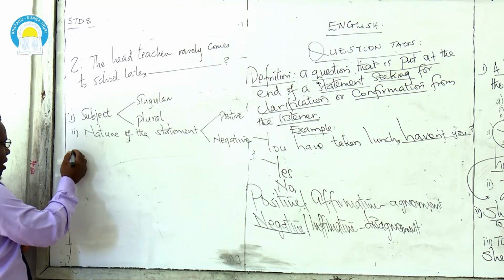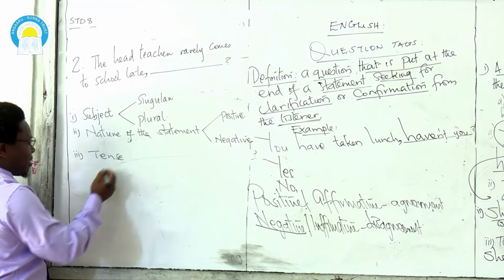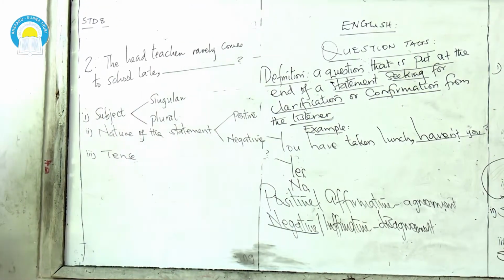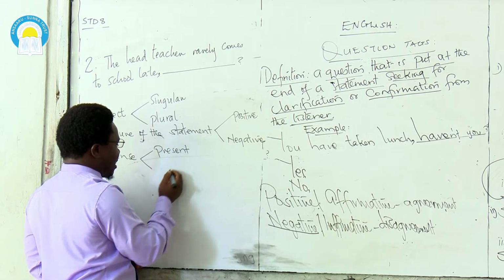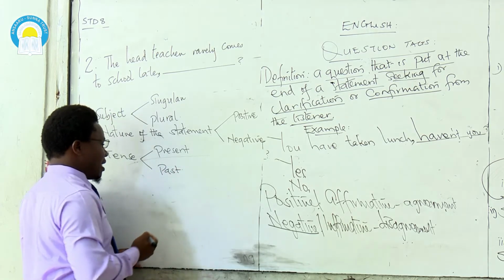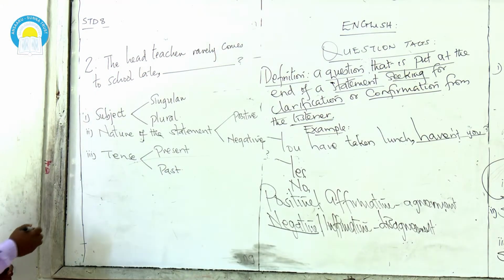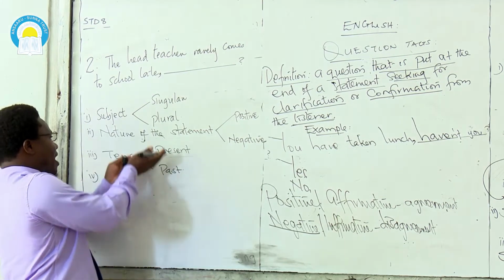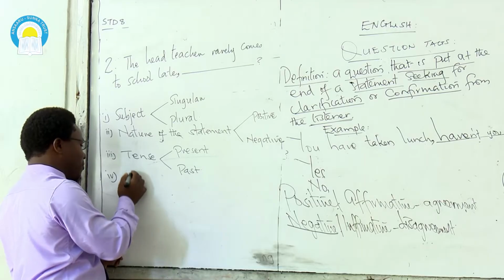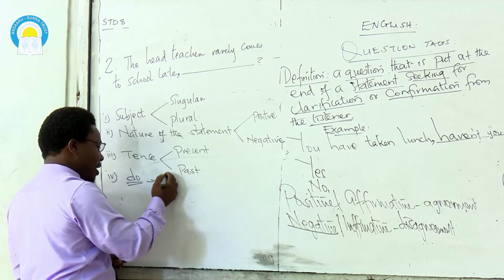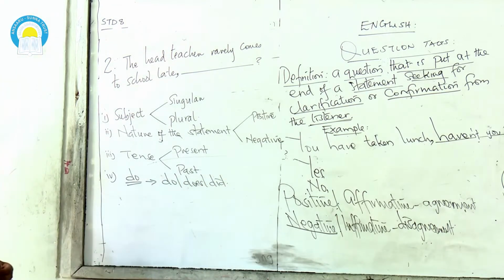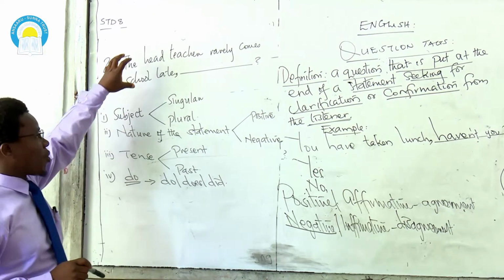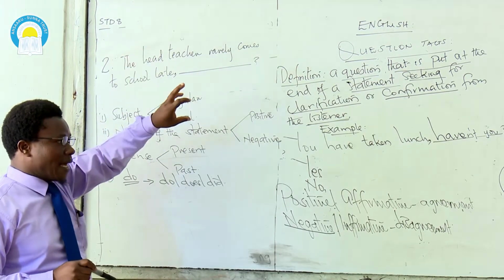Friend, number 3, identify the tense in that sentence. Basically, what do I mean? Is the sentence in the present tense or is it in the past? Then 4, relate all these with the correct verb form of do. That is, do, does, or did. Those are the 4 basic things you need to put at the back of your mind whenever you come across such a question without a helping verb.